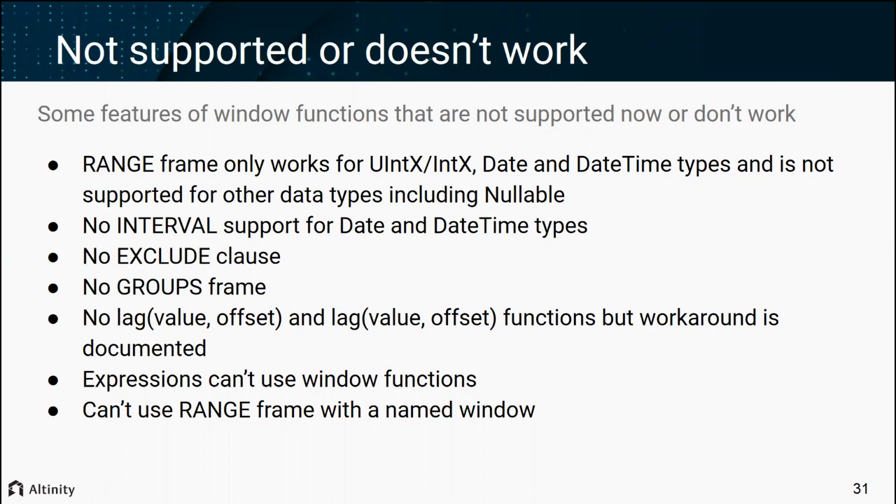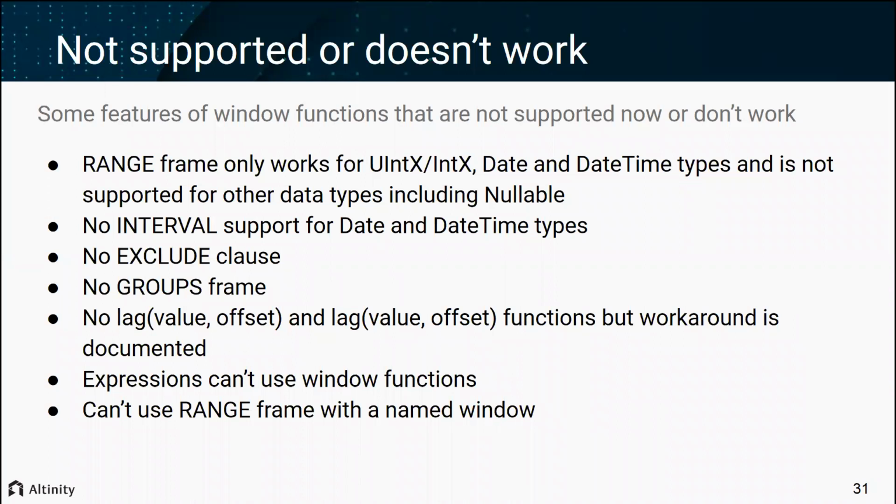The first thing, range frame is very powerful, but right now there are limitations. The only data types it currently supports are unsigned and signed integers, date, and date time. So if your column has any other type, including nullable, so nullable UInt or nullable Int32, for example, it will not work. You will get an error. So it's one of the limitations that is currently present in the implementation.